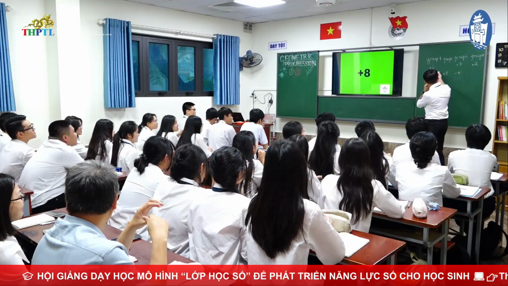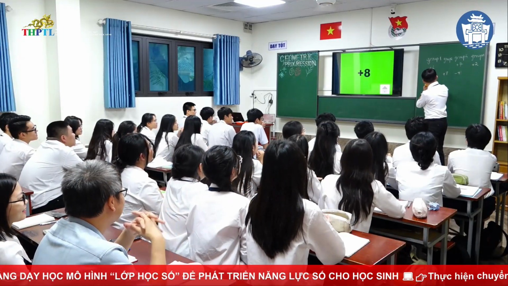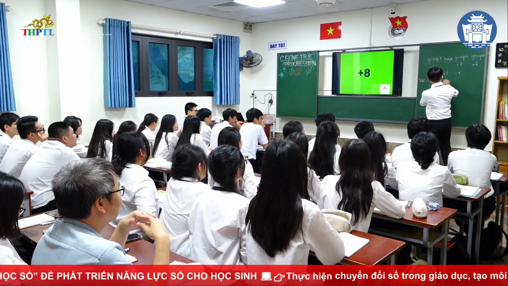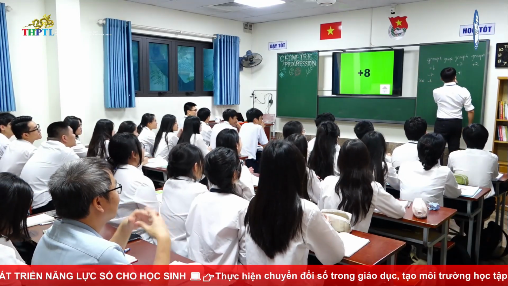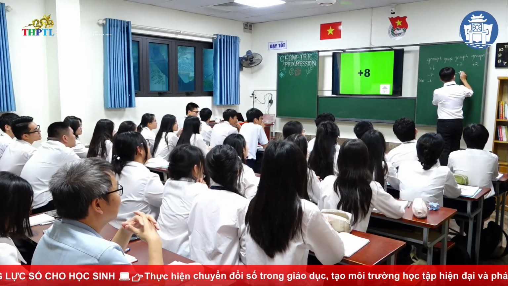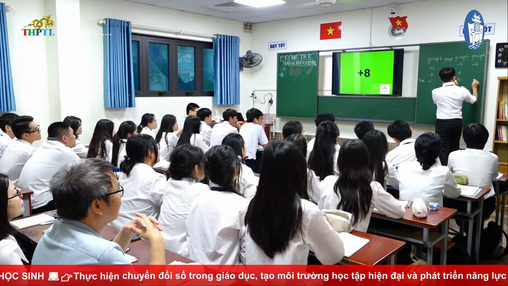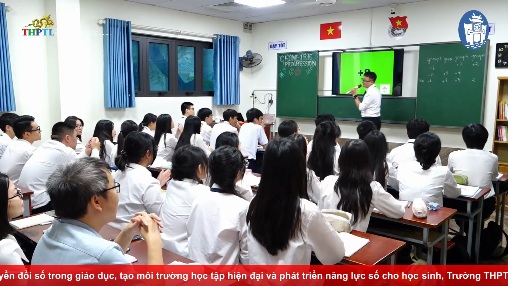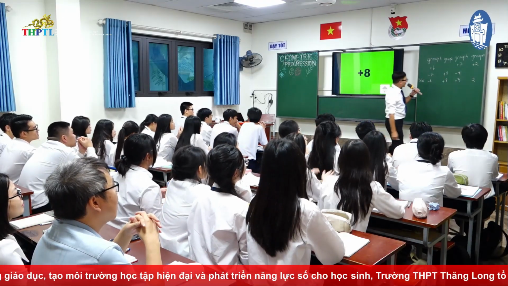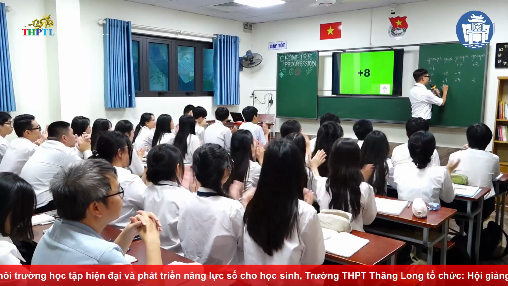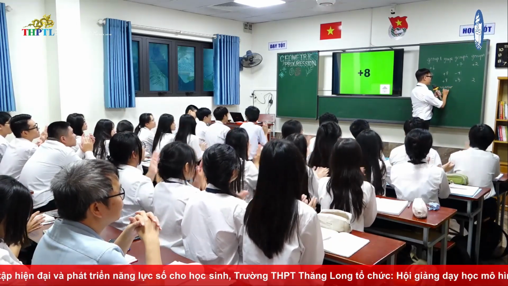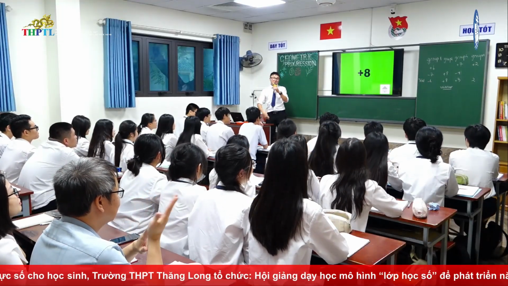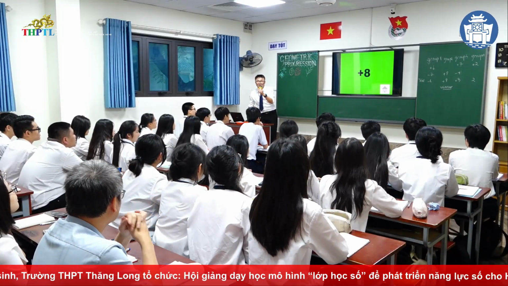Alright, so group 1, you have -1. Group 2, 8 and 3 points, 2 points. And the winner is clearly group 2. Congratulations. Alright, so for the prize, you're gonna receive it after all of this, alright?